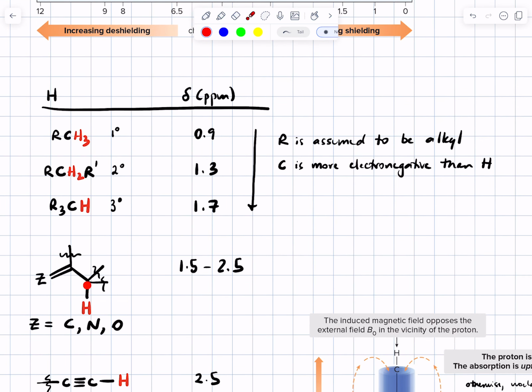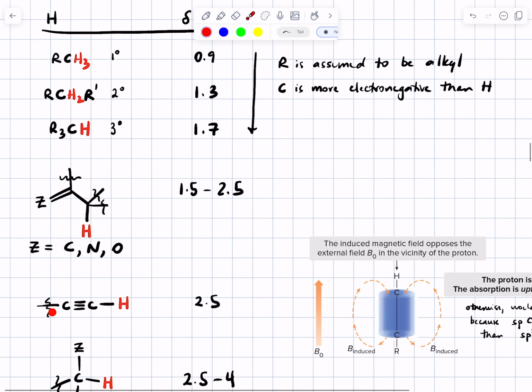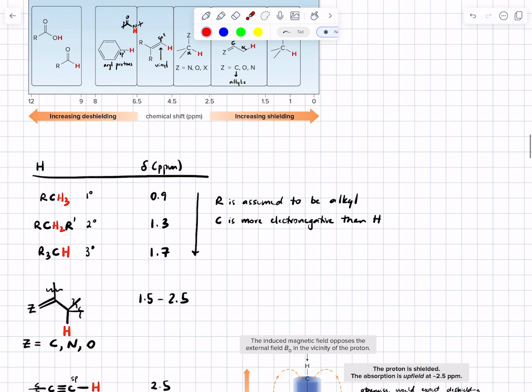Here are the protons that are alpha to carbonyls or alkenes. I said I would mention why the sp hybridized carbon hydrogen bond gets a proton with a chemical shift in the range of 2.5. If you notice, being on an sp2 hybridized carbon gets you a chemical shift of 4.5 to 6.5. And sp hybridized carbons are more electronegative than sp2 carbons. So you might expect an sp hybridized carbon hydrogen bond to have a higher chemical shift.